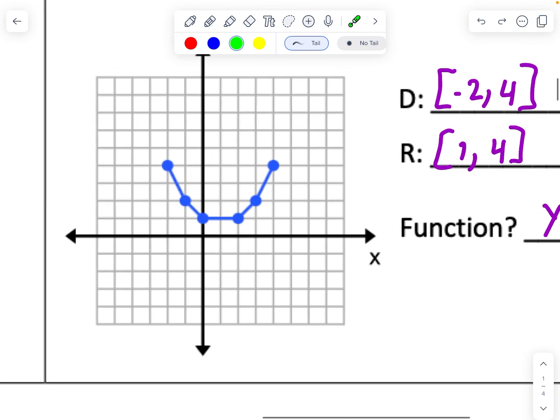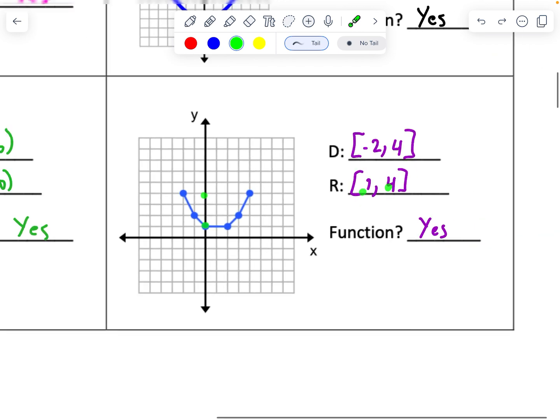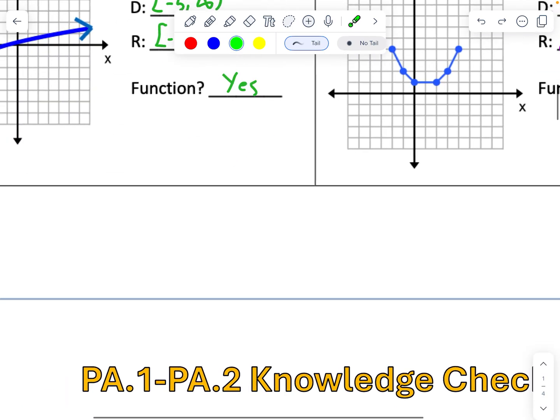Now this one doesn't go on forever, but it does have a connection here, so we can use interval notation. We are left to -2 and right to 4, which is our domain. And our range is how low you go to how high you go, which is 1 to 4. And again, it's a function because it passes the vertical line test.